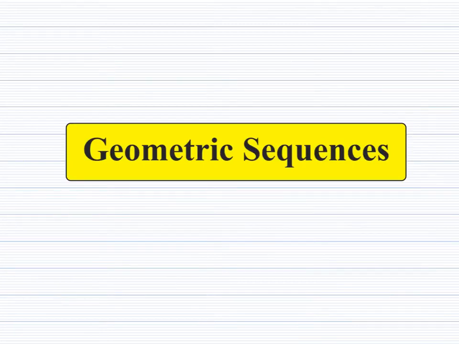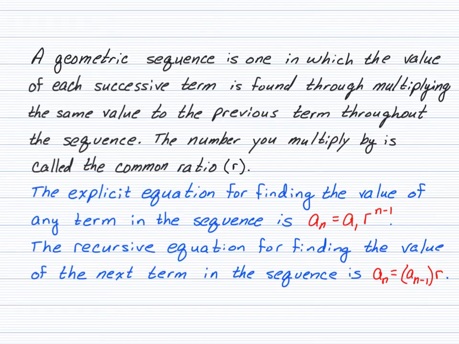All right, so the next topic at hand is going to be your geometric sequences. And so let's talk about what a geometric sequence is, how it differs from an arithmetic sequence. For the arithmetic sequences, what we had to do was add the same value, which was called your common difference, each time. And with a geometric sequence, instead of adding, what we're going to be doing is multiplying by the same value to the previous term throughout the sequence.